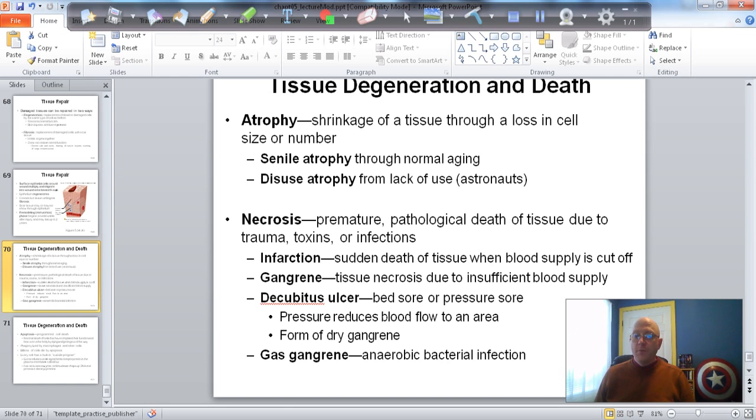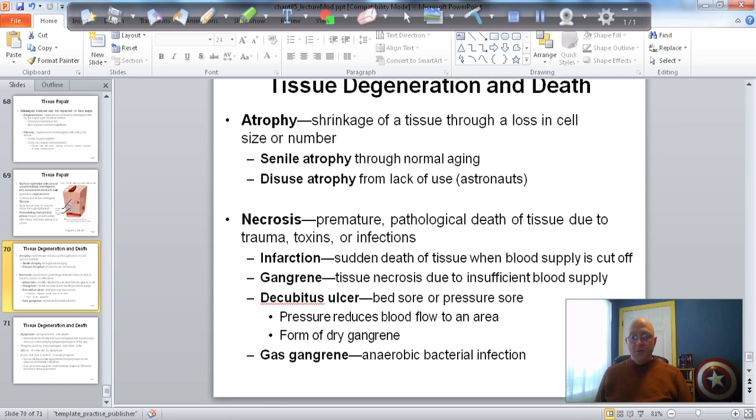Necrosis, however, is the form where tissue dies because something external killed it. Right? Premature pathological death due to trauma, toxins, or infections. So a burn, a cut, a crushing force, radiation, anything that kills your cells and makes your tissue smaller as a result, that's due to necrosis. Right? So when you hear about necrotic tissue, it's already dead, because that's what the prefix necro indicates, death.